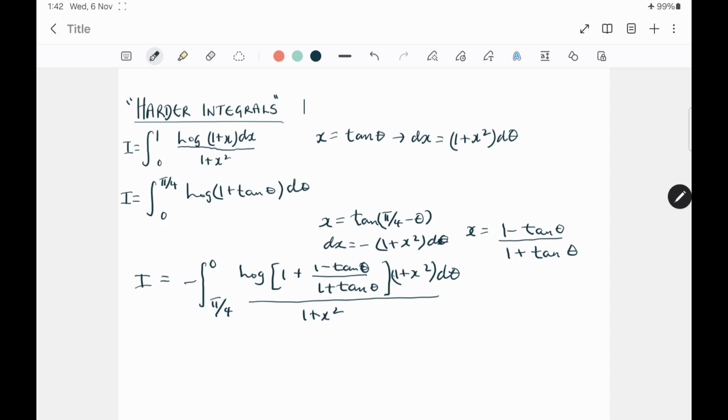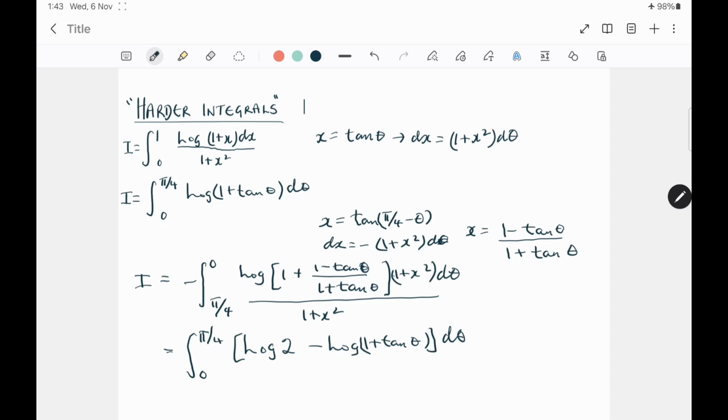And when we simplify that, we can remove the minus sign and reverse the limits: pi upon 4, 0. The 1 plus x squareds cancel out. And simplifying the bit under the logarithm, what you'll simply get is log of 2 minus log of 1 plus tan theta d theta.